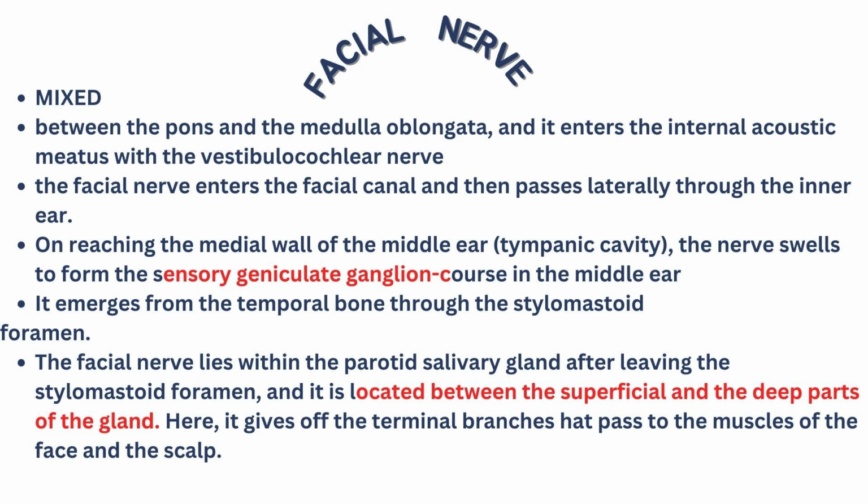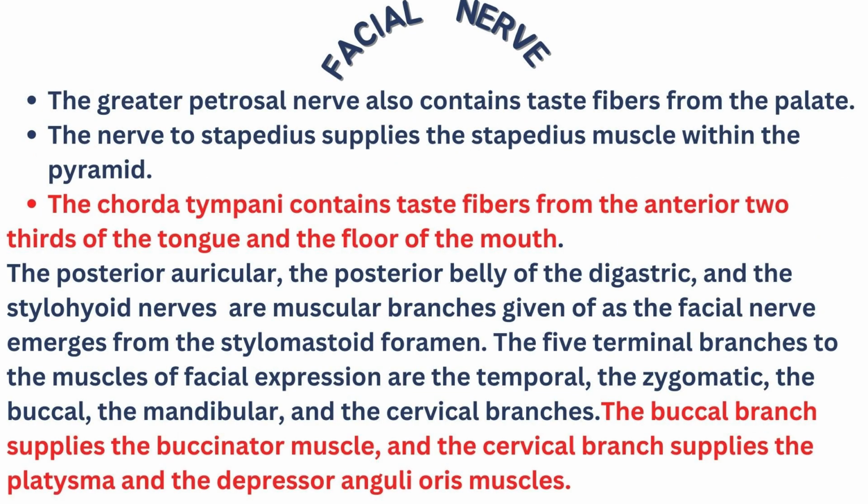The facial nerve lies in the parotid salivary gland after leaving this foramen and is located between the superficial and deep parts of the gland, and gives off terminal branches that pass to the muscles of the face and scalp. So in this slide, it's important for you to remember that the anterior 2/3 of the tongue is supplied by the chorda tympani nerve, which is a branch of the facial nerve.